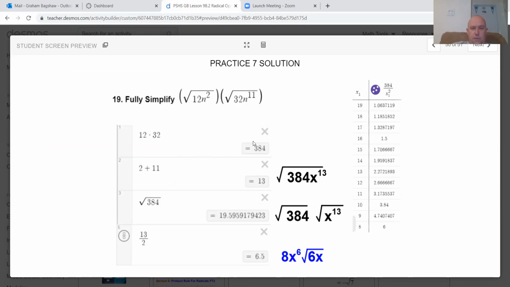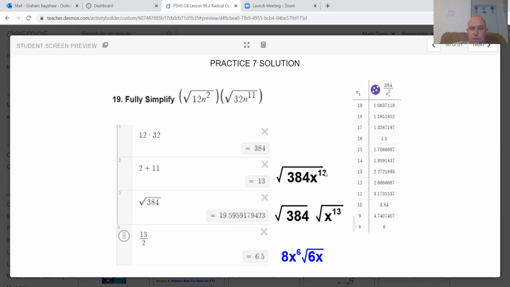12 times 32 is 384. Add the exponents. 2 added 11 is 13. So that gives me this question. As I'm working out the square root of 384, you can see that it's not a whole number. So I create my little table, 384 divided by x1 squared. And then I just went down 19, 18, 17, and so on until I found 2 whole numbers, which was 8 and 6. So there's my 8. There's my square root of 6.